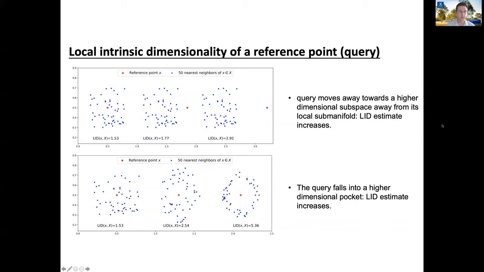A little bit more intuition. Here we've got a couple of figures. In the middle is the query, the red point. And in this figure over here, we've got LID of 1.5. And as we start moving the query to the right, the LID increases first to 1.77 and then to 2.91. So as the query is becoming more outlying with respect to its neighbors, the LID is increasing, moving away from its local submanifold. Another example in the bottom here, we start off with a query with the same LID. And as we move the neighbors this time away from the query, the LID is increasing first to 2.54 and then to 5.36. So the query, as its neighbors move away, is intuitively looking more like it's inside a high dimensional pocket in multidimensional space.